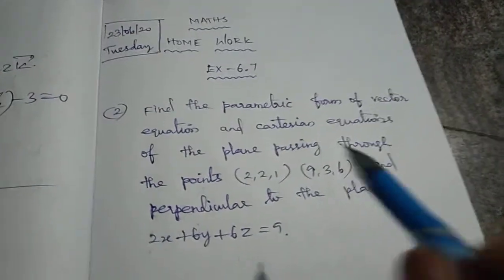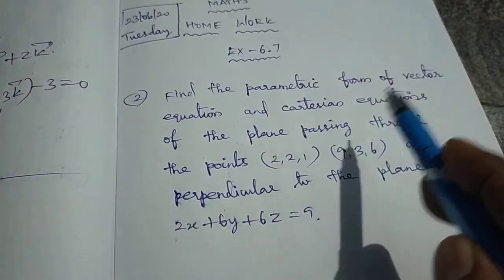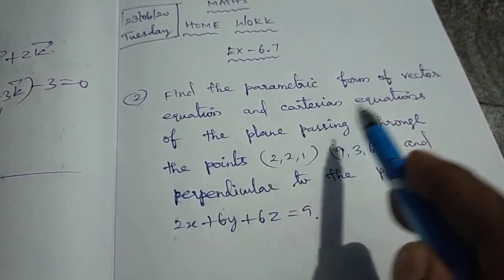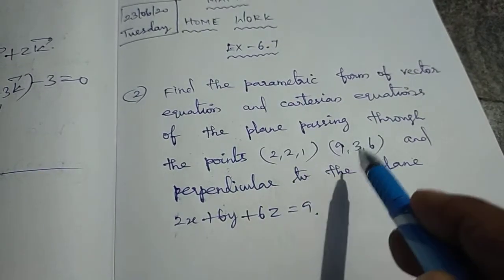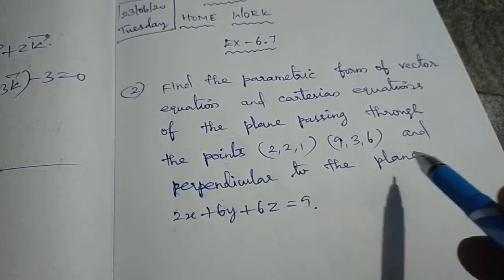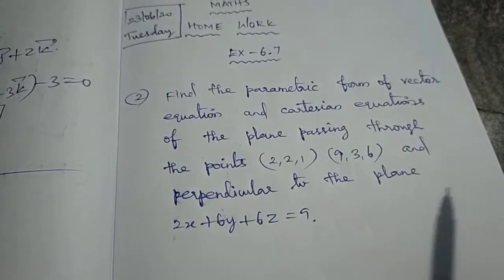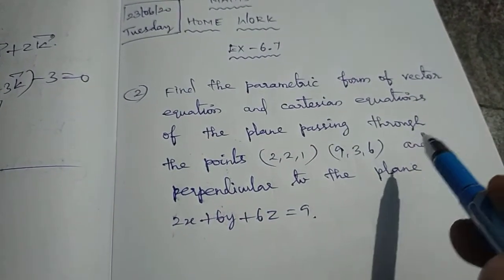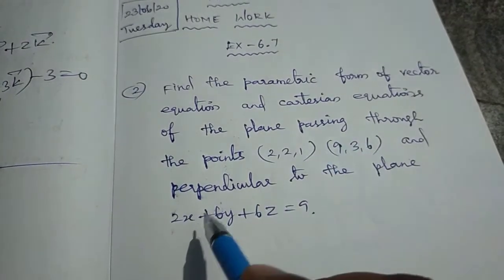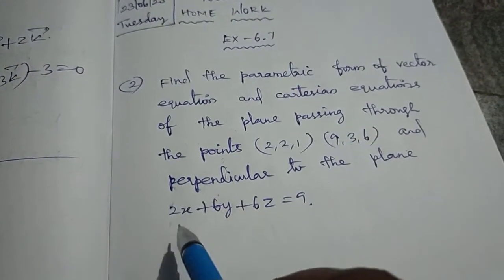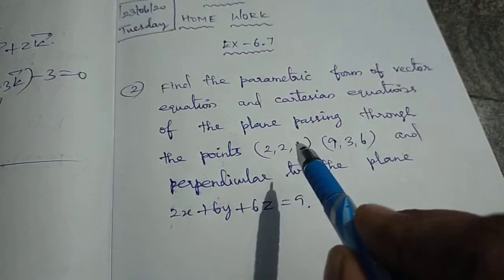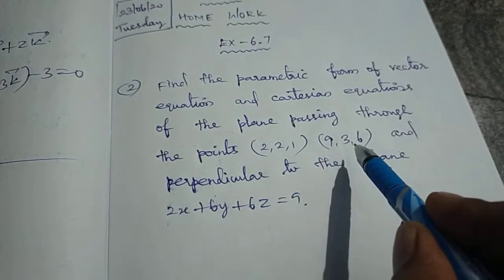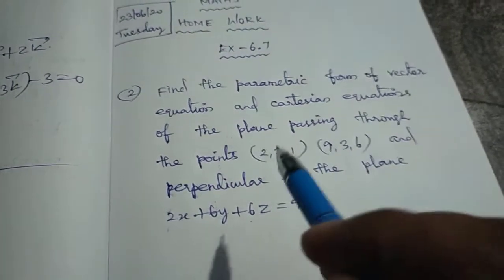Okay, children. Next, I send you one homework. Find the parametric form of vector equation and Cartesian equation of the plane passing through the points (2, 2, 1), (9, 3, 6) and perpendicular to the plane. Parallel to the vector, perpendicular to the plane, both mean the same. So you take this value as the c vector, 2i vector plus 6j vector plus 6k vector. This is the a vector value, the b vector value, two points, one vector.